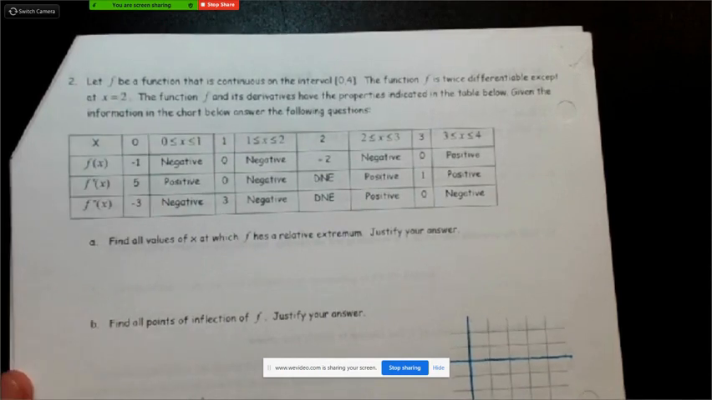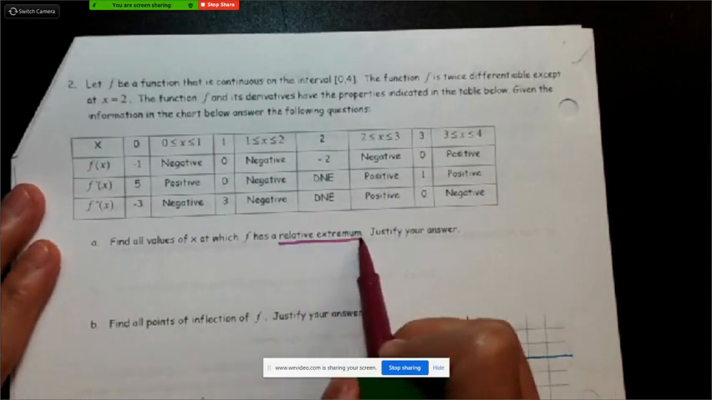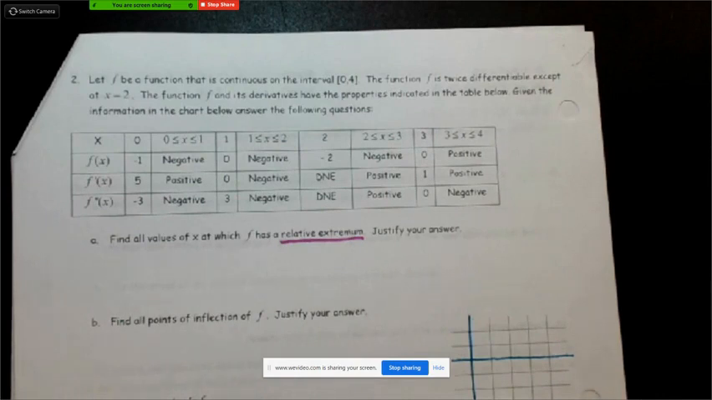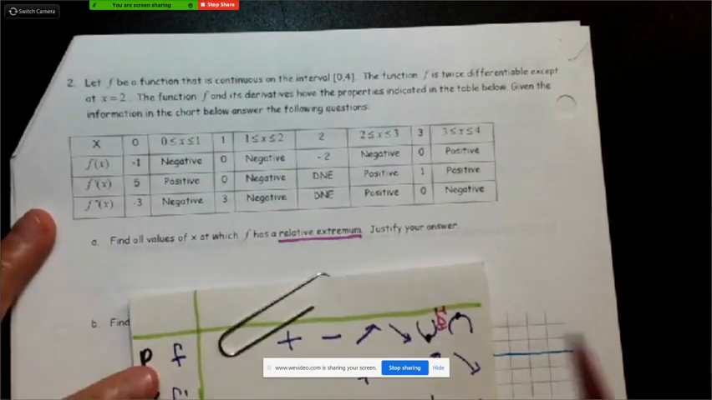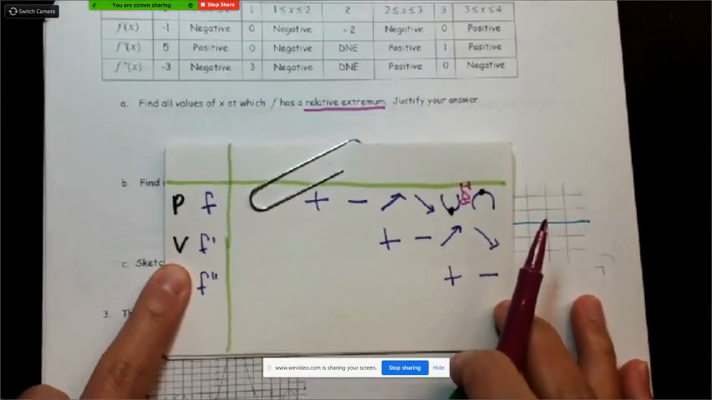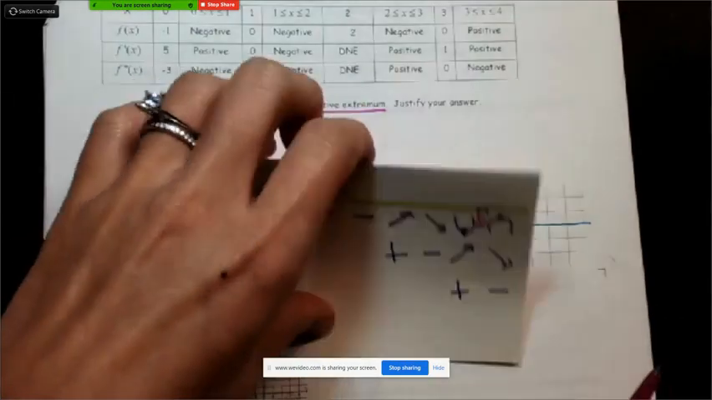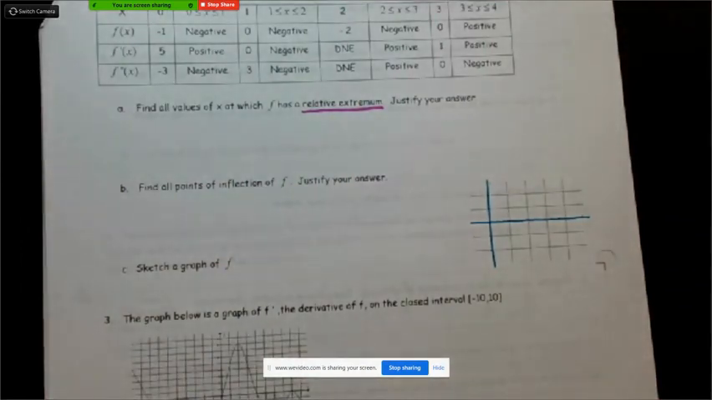The first one says find all values at which F has a relative extrema. Let's all go ahead and underline. Did it specify minimum or maximum to us? No. Because they did not specify, we have to give 2 scenarios, one at minimum and one at maximum. So we know there is a maximum when our first derivative goes from positive to negative. And vice versa, if the first derivative goes from negative to positive, that's going to be a minimum. So let's look and see where it's going to change.